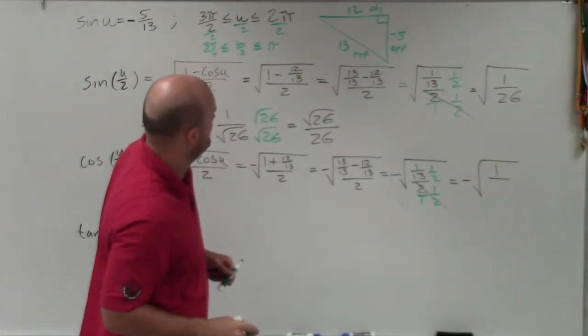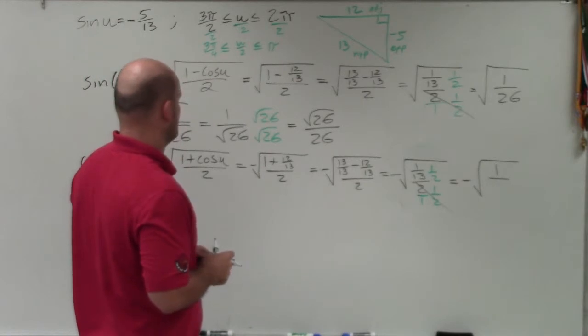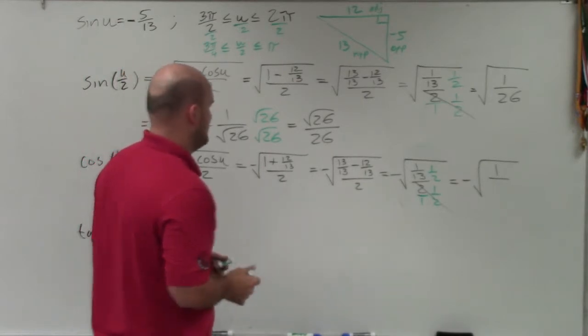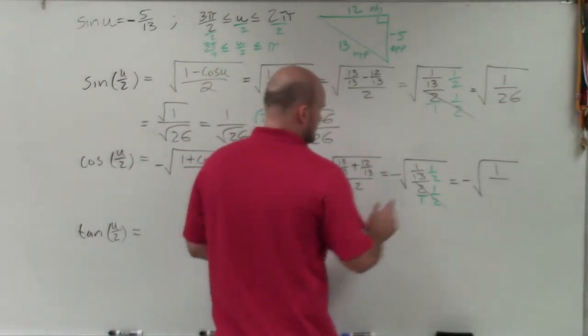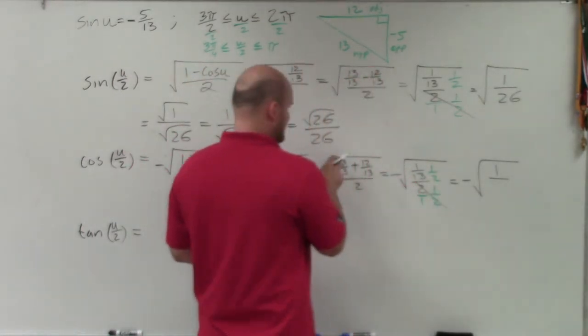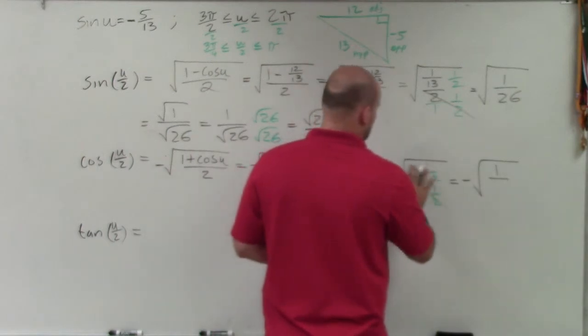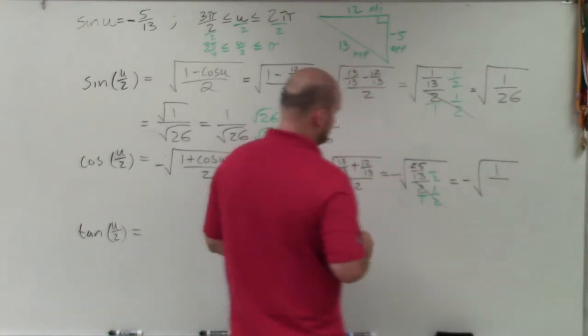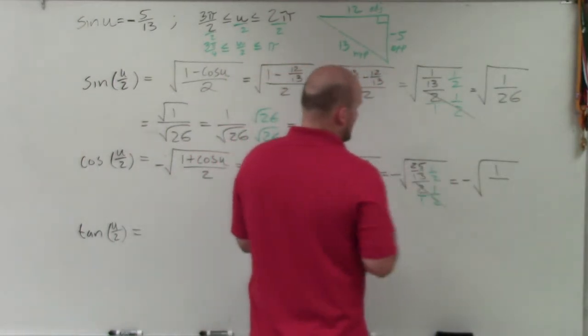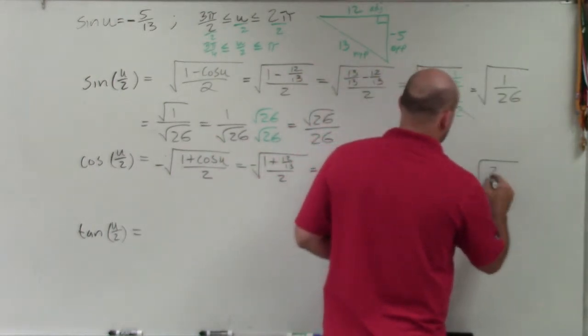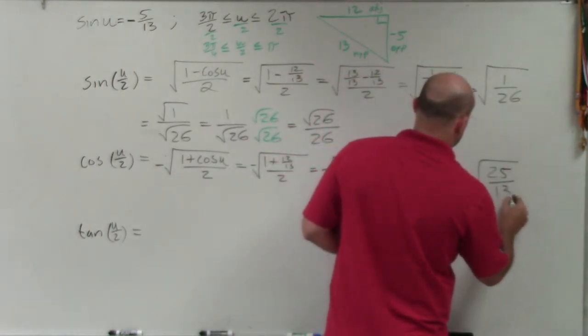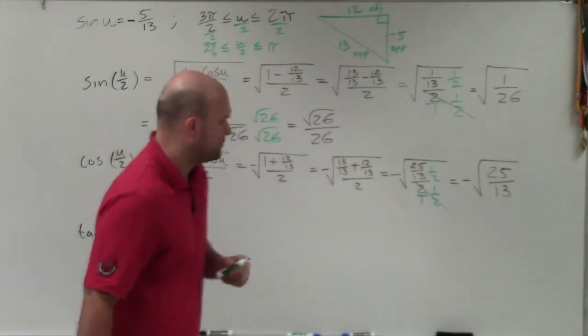Wait, what happened here? That should not be the same. That's a plus. Why did that change to a minus? That's plus. That should be 25. Multiply by 1, and what I get is 25 over 13. Negative square root of 25 over 13.